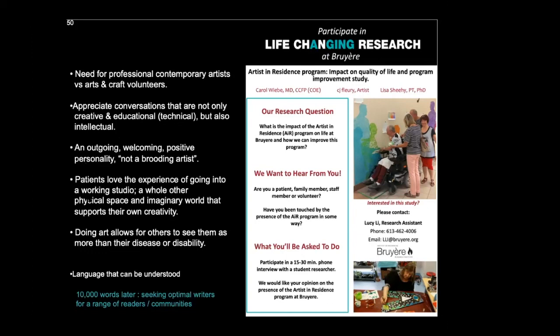They loved the experience of going into the working studio, just entering that different kind of space where stuff was left out. It was a whole other physical space that welcomed the imaginary world and supported their own creativity. And again, doing art allowed others to see them as more than their disease or disability. Language that can be understood. Anyways, the study at this point is 10,000 words. I am hoping that it'll be disseminated through journals, but I also think that it should hit street level arts and just general news.